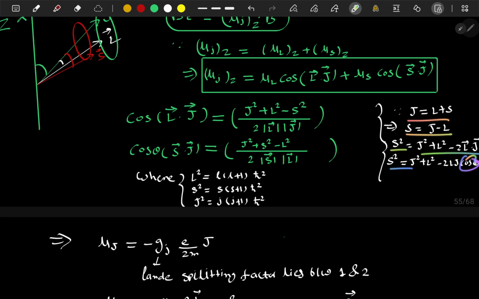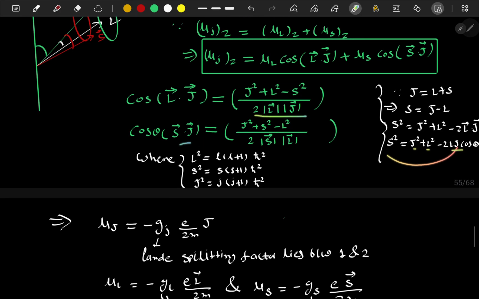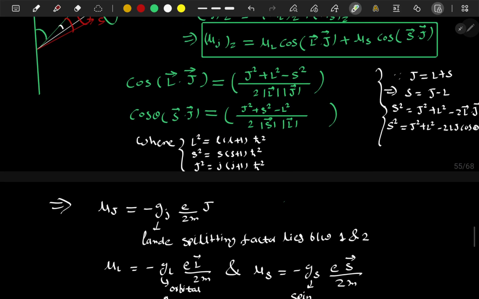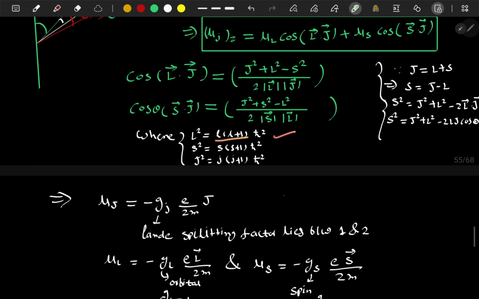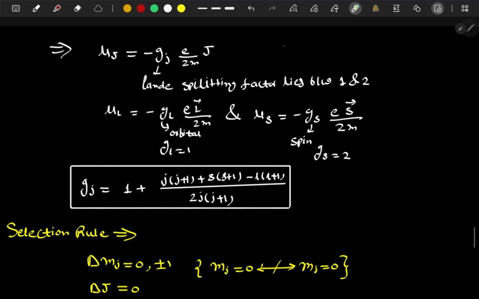Simple vector. So cos theta will be, sorry, j square plus l square minus s square divided by 2 l j. Got my point? And s dot j is the same for this: j square plus s square minus l square over 2 s j. And where L square equals L(L+1) h bar square, S square equals S(S+1) h bar square, and J square equals J(J+1) h bar square.